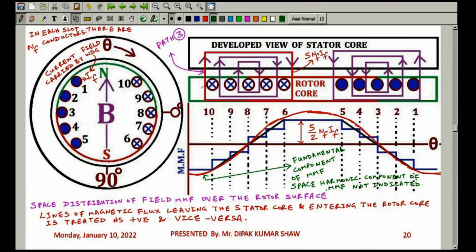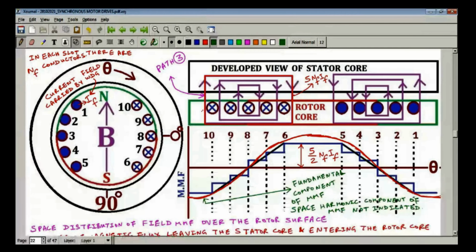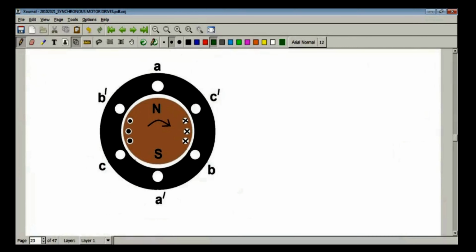So from henceforth we will say that the distribution of magnetic flux density, that is the distribution of B over the rotor surface, will be treated as sinusoidal, because we are only going to take the fundamental component of M.M.F. The space harmonic components won't be taken into consideration. Okay. So once we are clear with this, let us now move to the next portion.